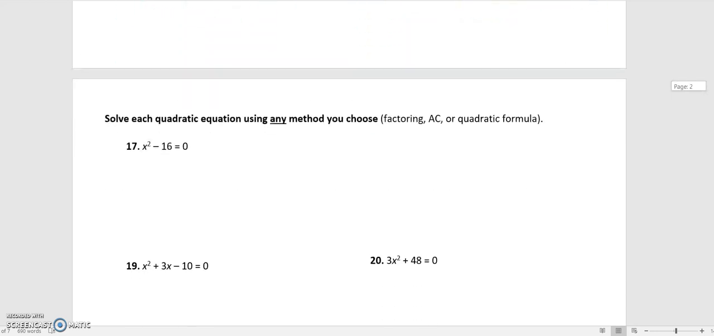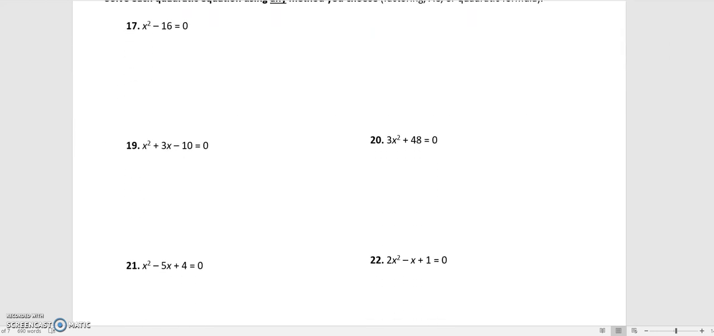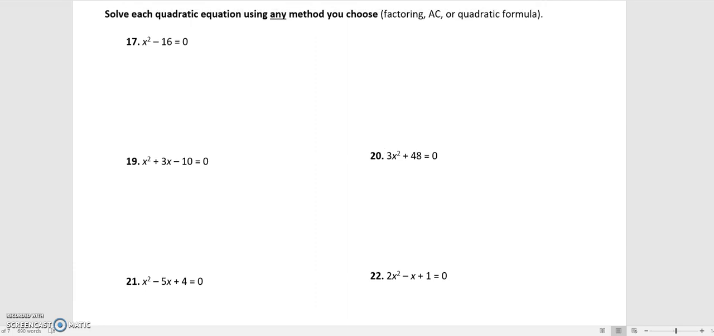As far as the next page goes, it says solving quadratics. You will have a mixture of different problems here, so get used to solving them in all different ways. The quadratic formula will work on everything in this section.